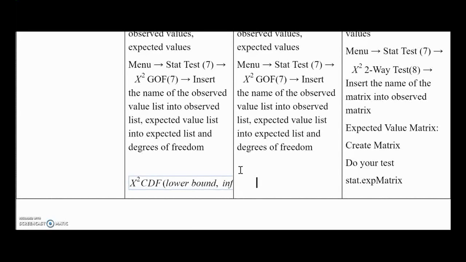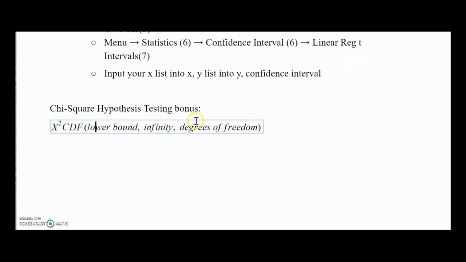Oh, that's not good formatting. I'll put it down below. Chi-squared CDF of lower bound, comma infinity, comma degrees of freedom. Now, why is it lower bound, comma infinity, and not lower bound, comma upper bound?